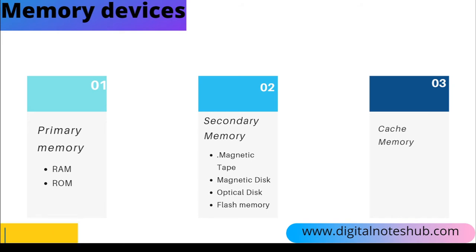Secondary memory is also called external memory. The speed of secondary memory is slower than main memory. For permanent storage, secondary memory is used. The CPU cannot directly access these memory devices. The types of secondary memory devices are magnetic tape, magnetic disc, optical disc, and flash memory.